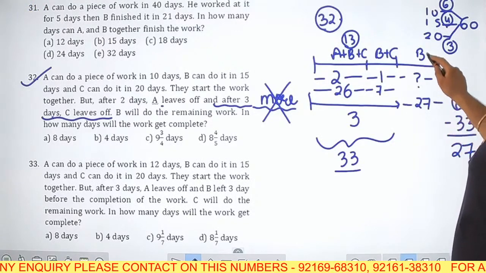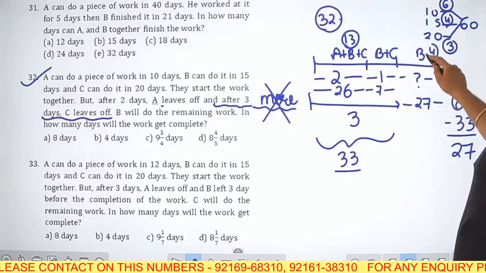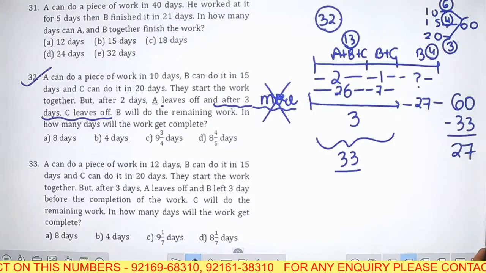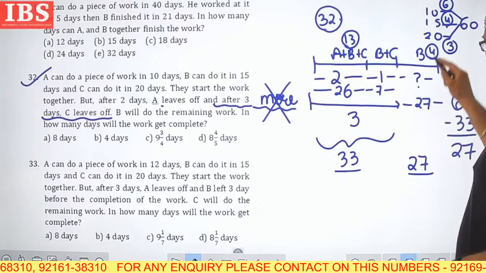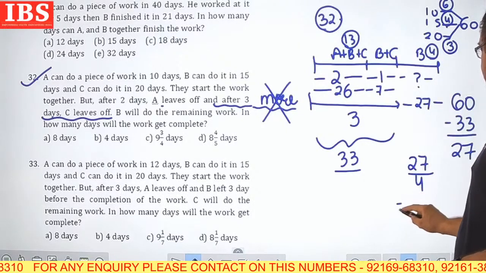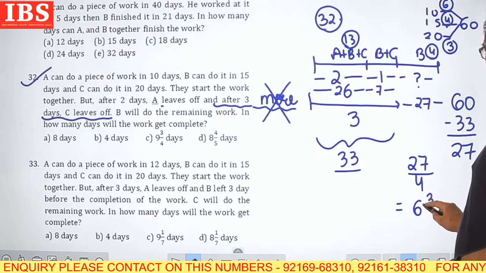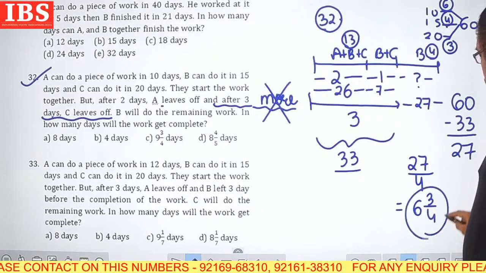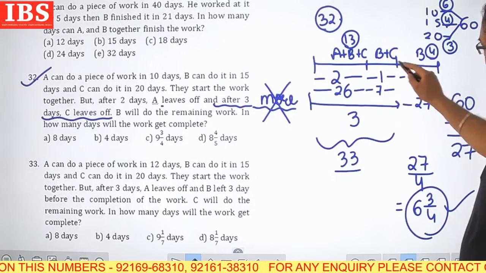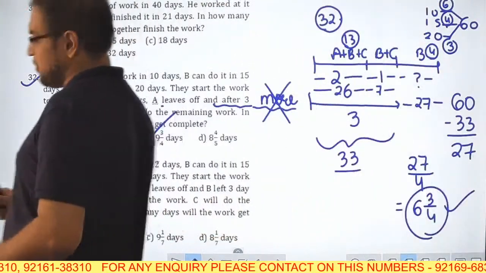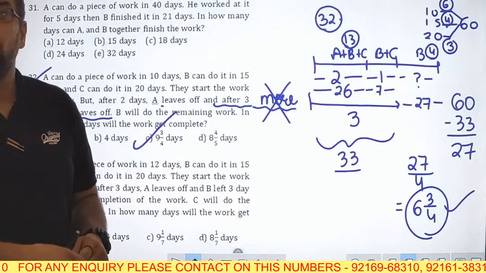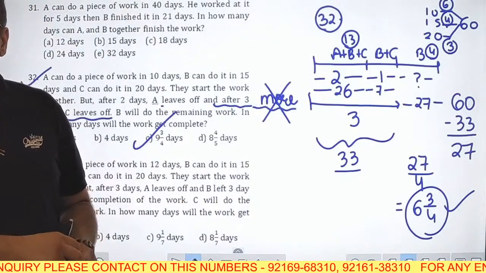So B alone does 4 work. So 27 will be done by 27 divided by 4. This is total work divided by efficiency. This is time. That is 6 3 by 4. So total days will be 6 3 by 4 plus 3. That means 9 3 by 4 will be the right answer. 9 3 by 4, correct answer.